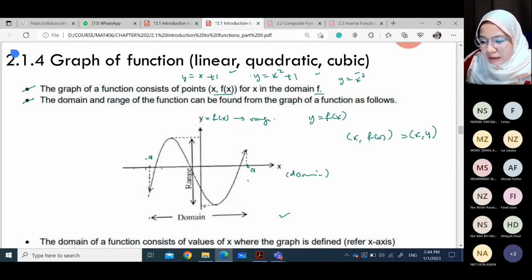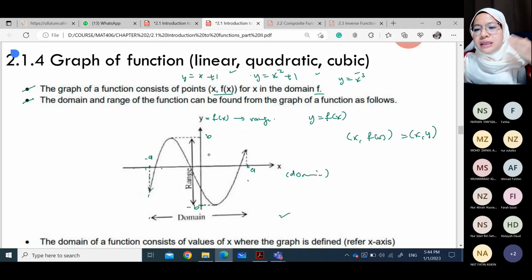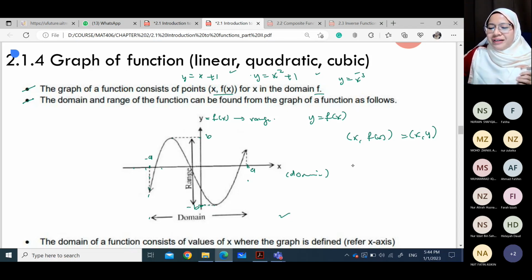Untuk range, daripada titik yang paling minimum yang bawah ni, contohnya ini adalah negative B, and the maximum point ataupun maximum value for Y, contohnya yang ini adalah positive B. Okay, so maksudnya nilai-nilai range bagi graf yang ini adalah dari negative B to B. Itu maksud dia. Okay, itu adalah range dan juga domain. Ada soalan?